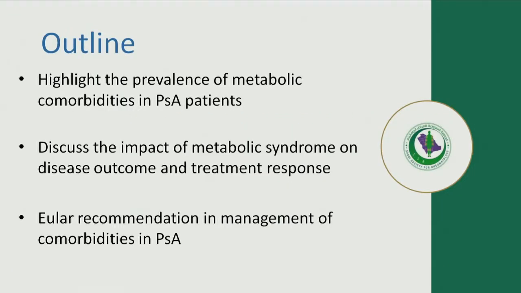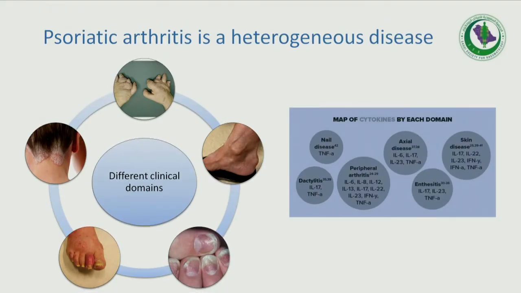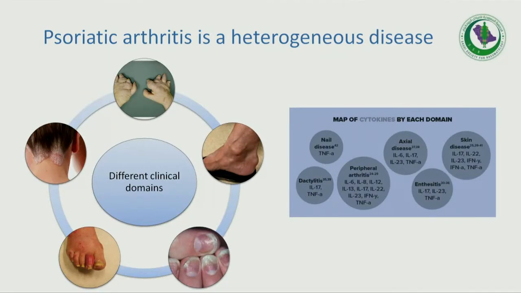So this is the outline for my lecture today that I will go through. Psoriatic arthritis is a heterogeneous disease. As we know, patients can present with different clinical domains. They can have arthritis, enthesitis, they can have skin or nail involvement. And as we can see, each domain has a different clinical presentation, and it's caused by a different combination of cytokines. So what is the importance of that? Knowing which domain the patient has on presentation helps you to choose the optimal therapy for him.